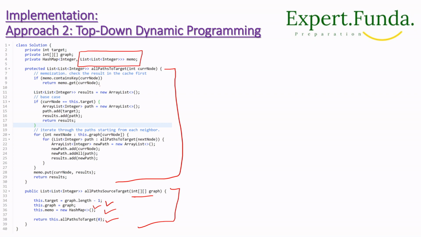This DP function will first check if we have already calculated the subtask, meaning the current node. Then we return from the memo. If that is not the case, and we are at the target, meaning we are at the end node, then we will add all the paths to the result. Now finally we will return the result if we are at the last node.